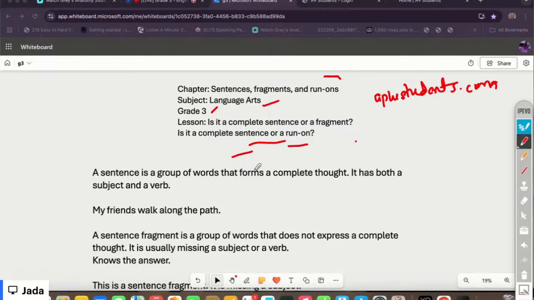Okay, so a sentence is a group of words that forms a complete thought. It has both a subject and a verb. So a sentence is a group of words.